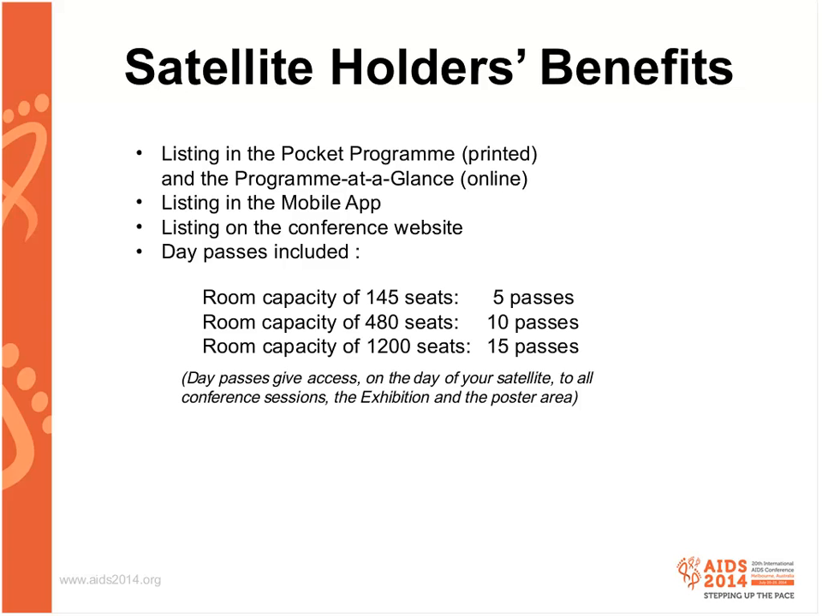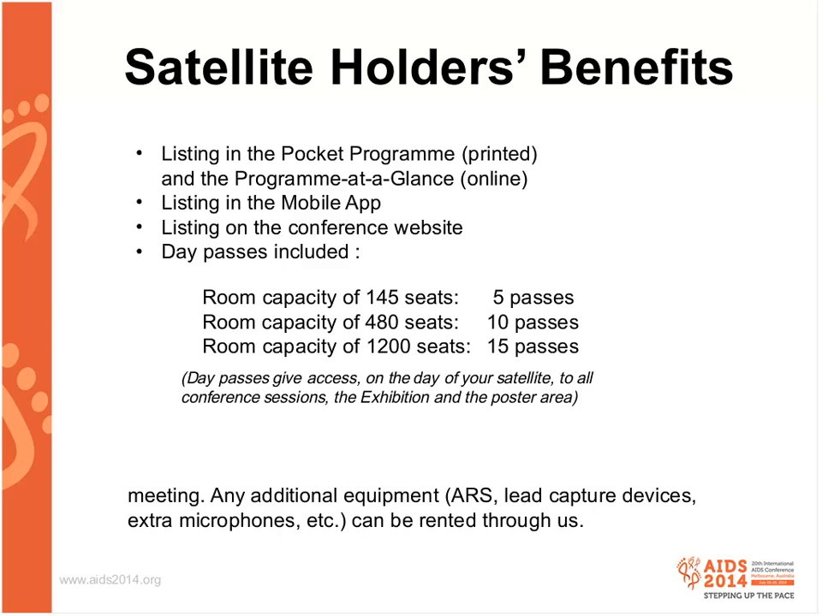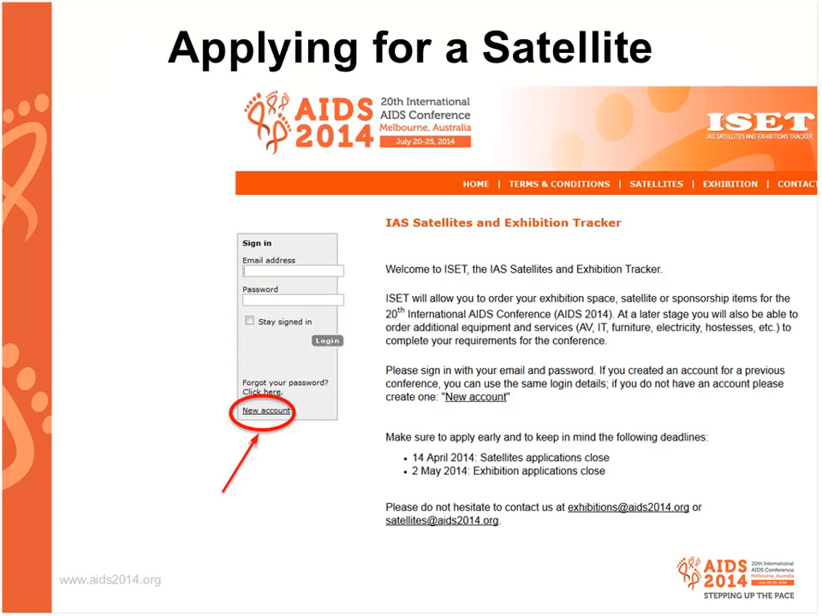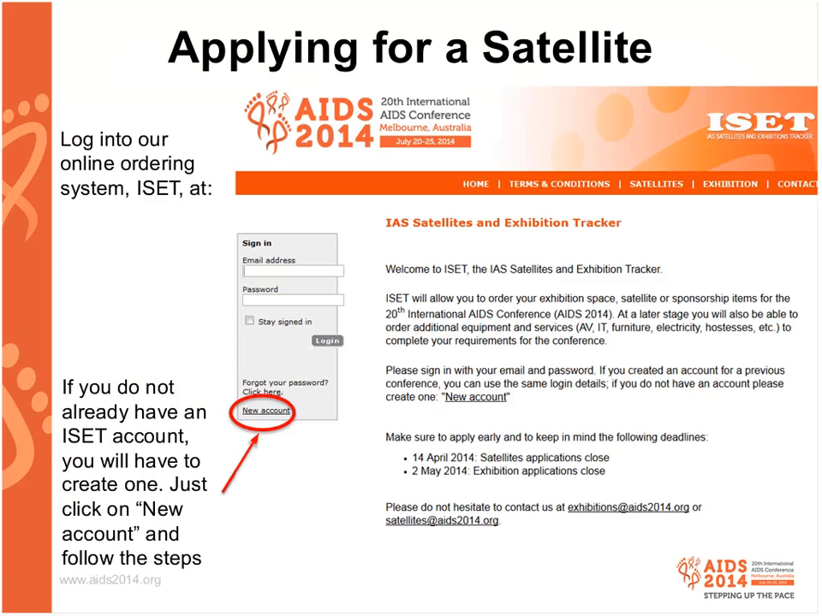Now that I have explained satellites in general, we will see how to apply for a satellite. So applications can only be made through our online ordering system, which is called iSet. And the address is here. Voilà. And it's also on the website.